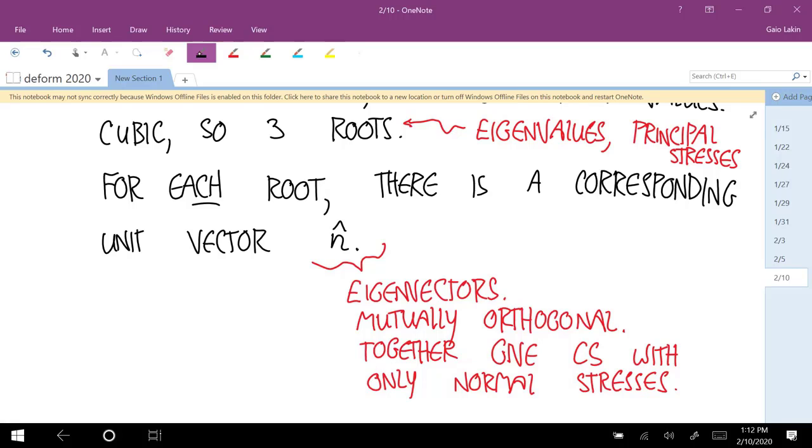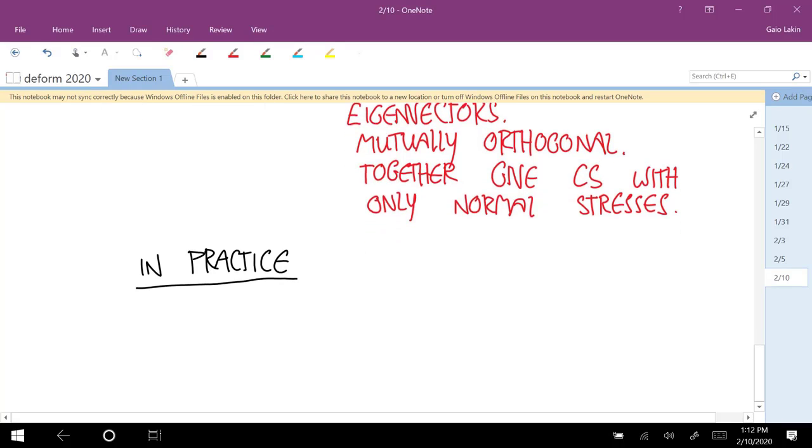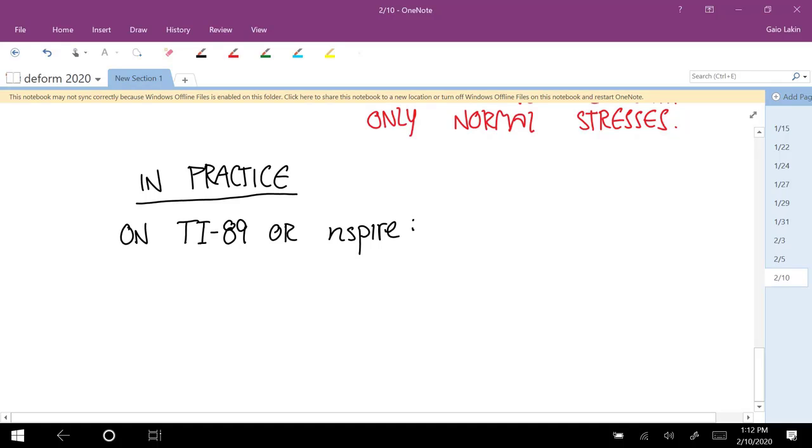So in practice, how do you find these? Well, on a TI-89 or Inspire, you use the command eigVl, with eig in lowercase, then capital V, lowercase l, of the matrix. Okay, this is the original stress tensor.